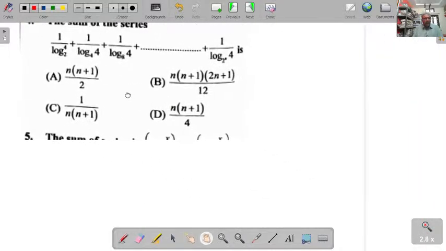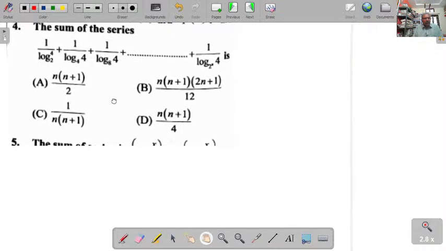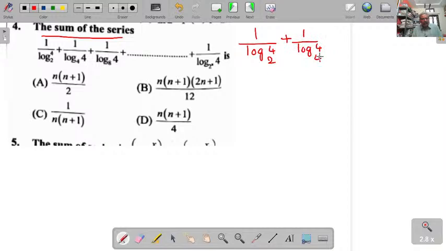Right, you see the fourth problem now. This is the sum of the series, that is 1 upon log 4 to the base 2, plus 1 upon log 4 to the base 4. One minute, let me check the question.